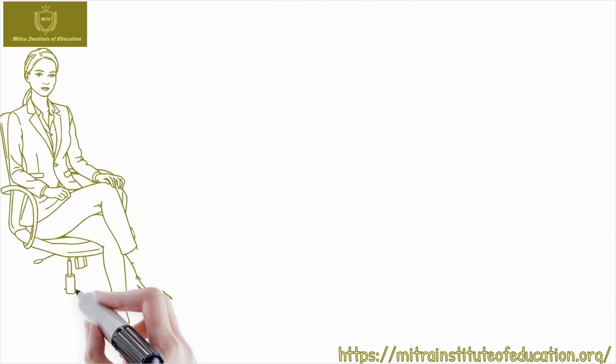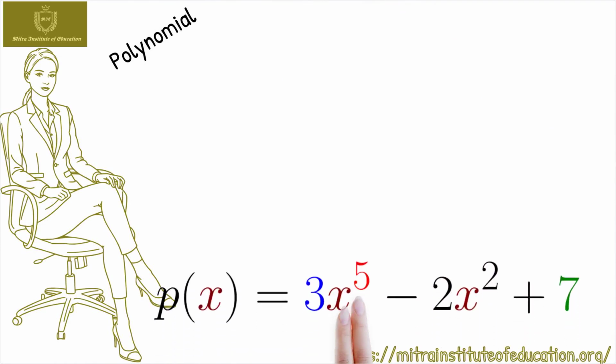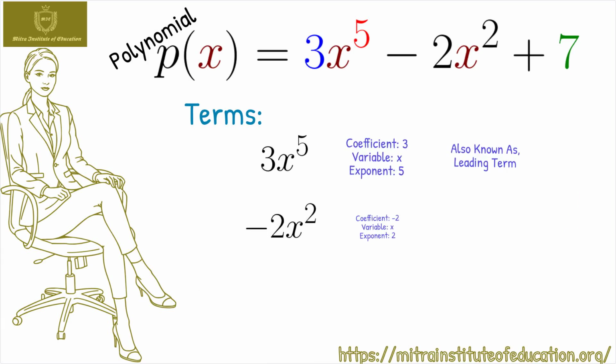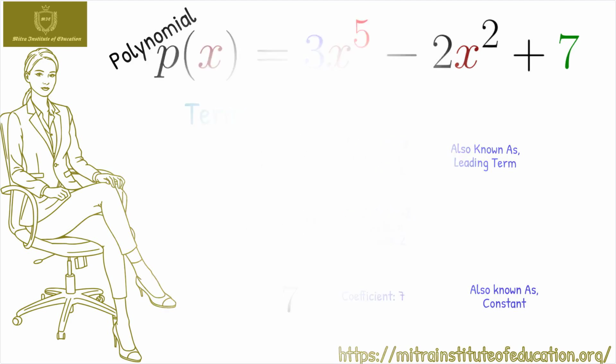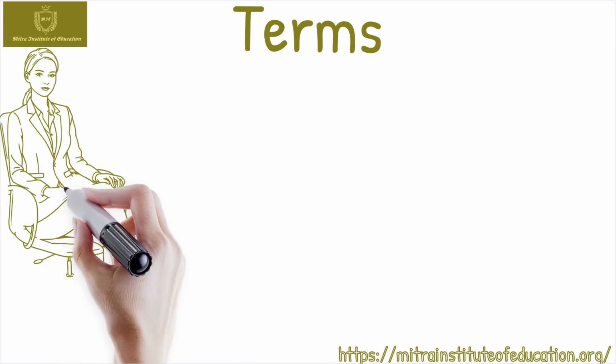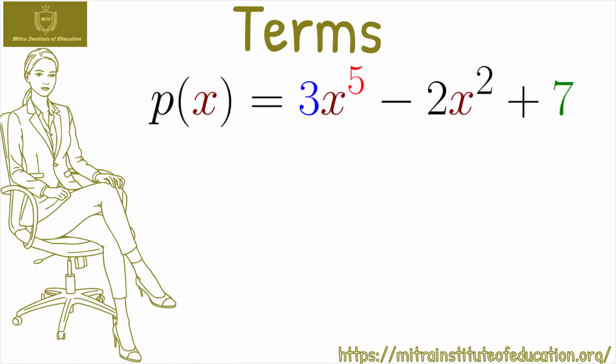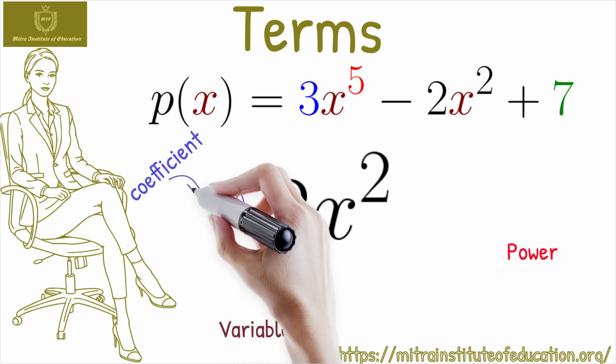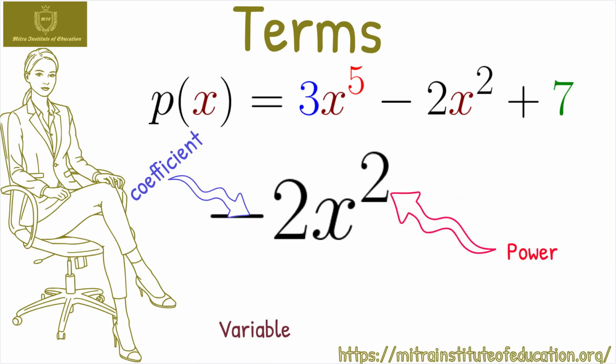Before we explore how to integrate polynomials, it's essential to understand what a polynomial is. A polynomial is a mathematical expression made up of terms that include numbers, known as coefficients, variables, and exponents. In a polynomial, each term consists of three components: a coefficient, a power, and a variable. For instance, in the expression negative 2x to the power of 2, the coefficient is negative 2. The power is 2. And the variable is x.